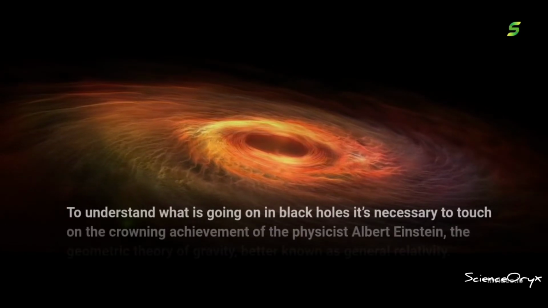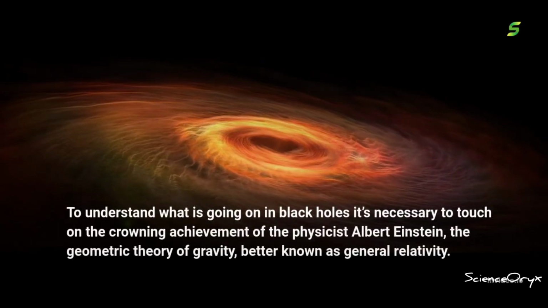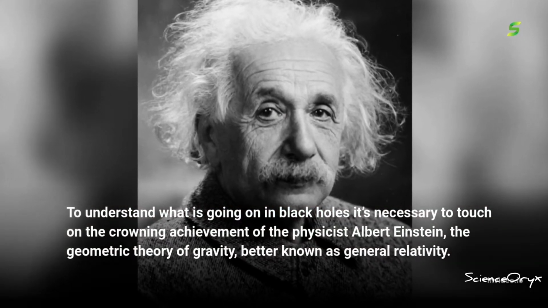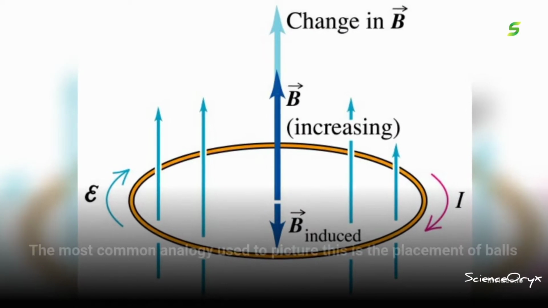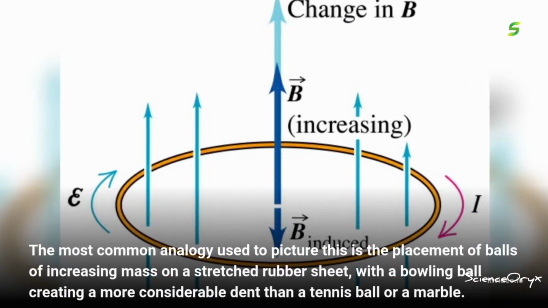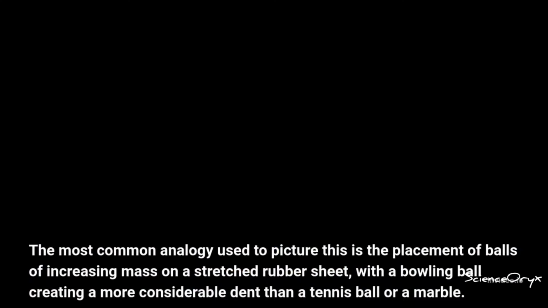To understand what is going on in black holes, it's necessary to touch on the crowning achievement of the physicist Albert Einstein, the geometric theory of gravity, better known as general relativity. The most common analogy used to picture this is the placement of balls of increasing mass on a stretched rubber sheet, with a bowling ball creating a more considerable dent than a tennis ball or a marble.